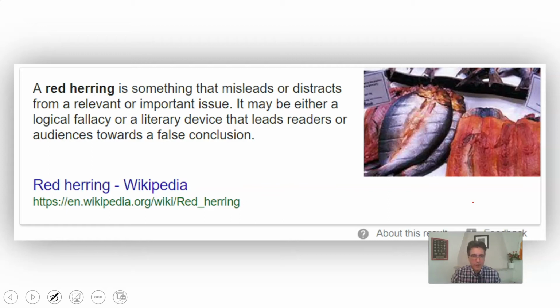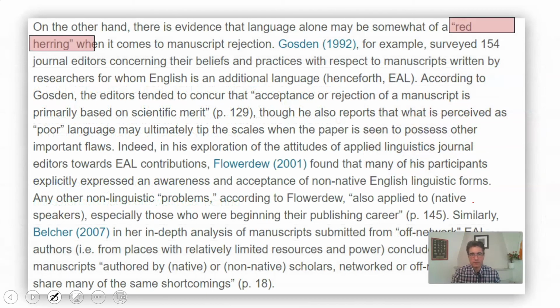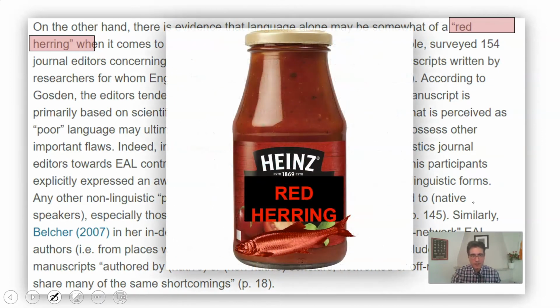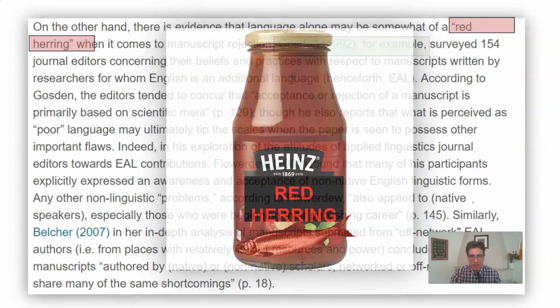A logical fallacy that leads towards a false conclusion. Now I'm highlighting this because it comes up here in this discussion of plagiarism. So I'm in that spaghetti sauce, inserting this key ingredient. We'll call the red herring the key ingredient, which would be kind of disgusting to put in a tomato sauce, I admit. But let's keep that in mind.